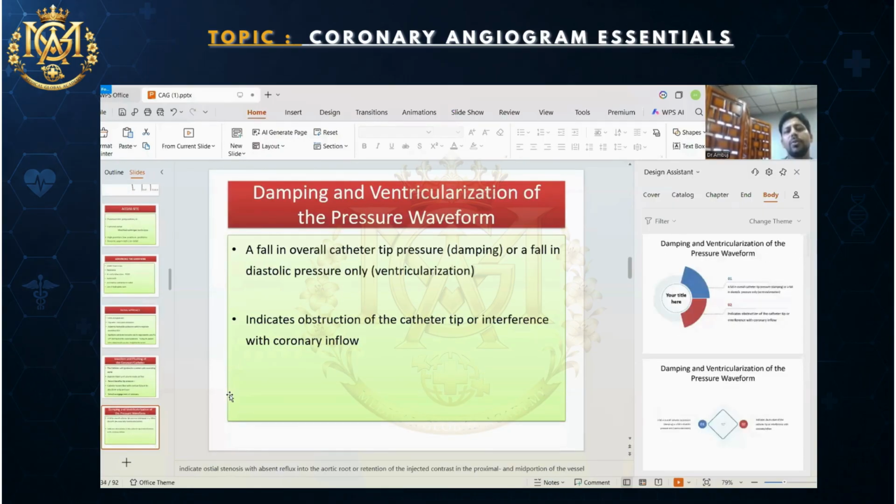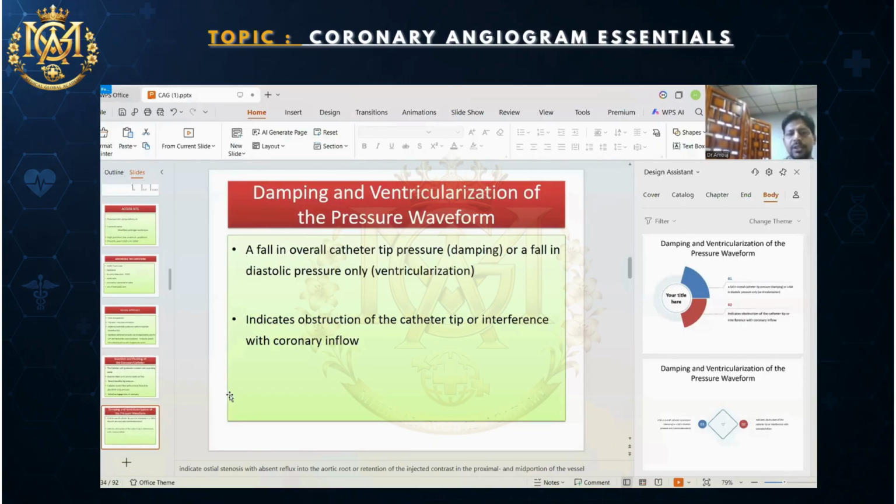So the fall in overall catheter tip pressure is called damping, and a fall in diastolic pressure is called ventricularization. So we have to make sure that once you take the invasive arterial monitoring from the aorta, it should not damp. Like if the aortic pressure is 140, once you cannulate the coronary artery, the systolic pressure should not dip down. Once this systolic pressure dips down, it means damping, and it means there is certain stenosis or a spasm of the arteries at that time.